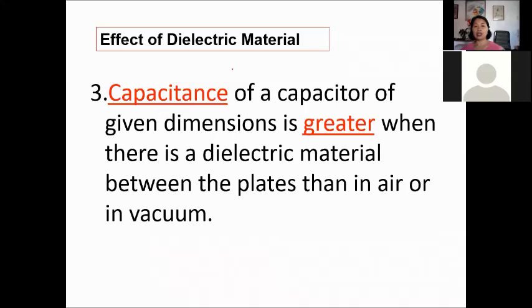The third is to increase the capacitance value of a capacitor. So, third function, bakit lagyan ng dielectric material, is to increase the capacitance value. So, capacitance of a capacitor of given dimensions is greater when there is a dielectric material between the plates than in air or in vacuum. So, generally, when the dielectric material is made of solid, that would give higher value of capacitance.